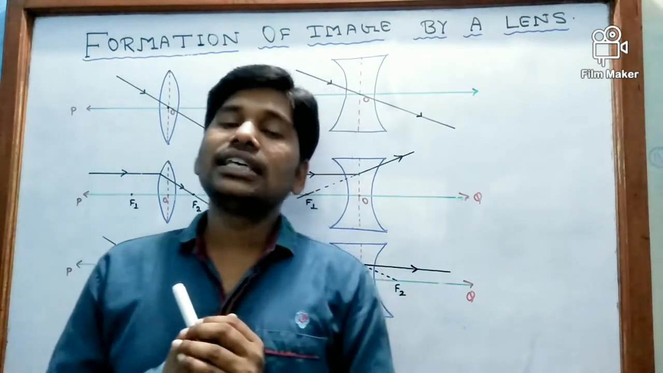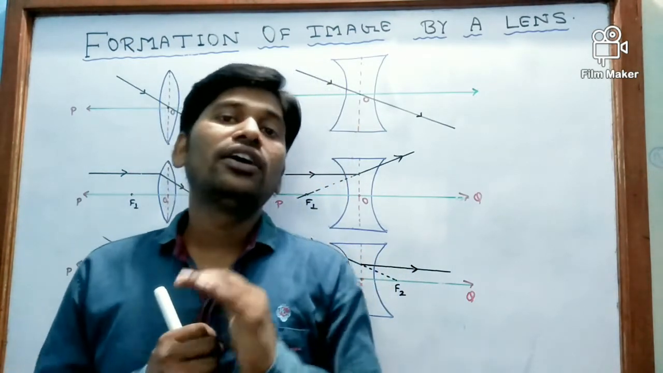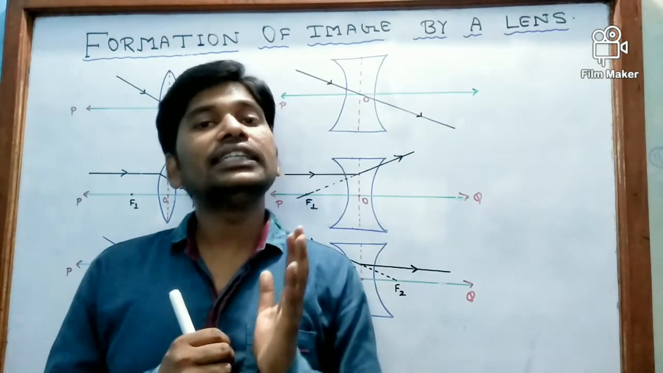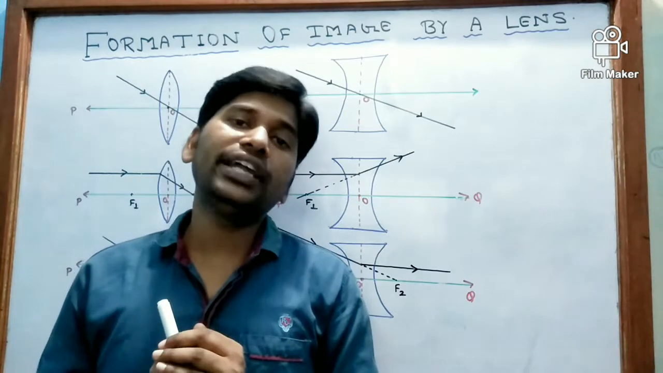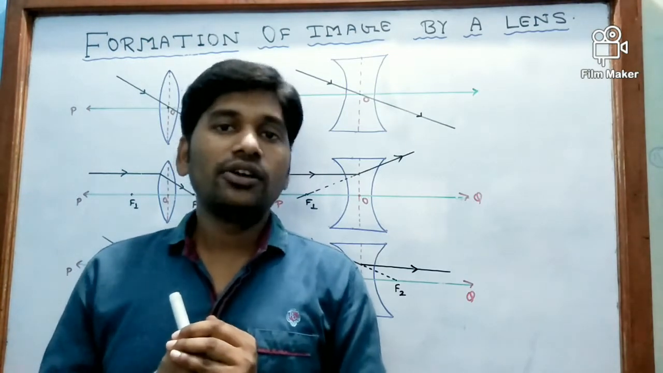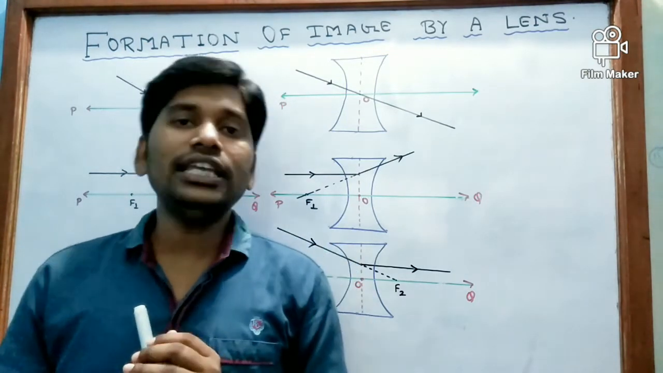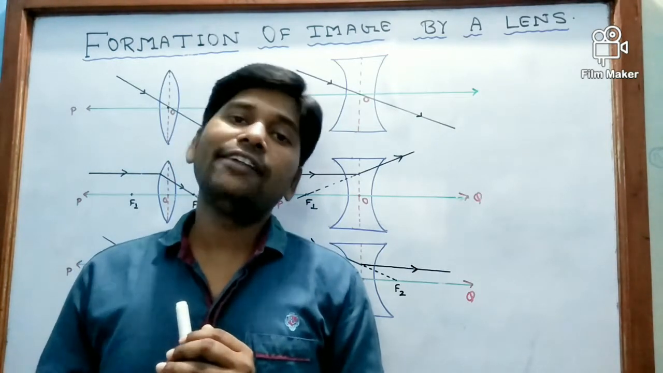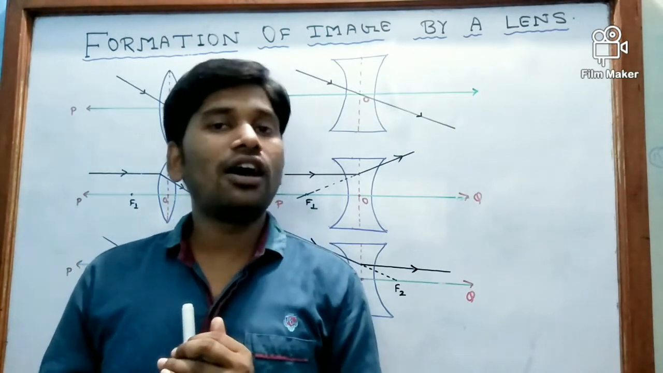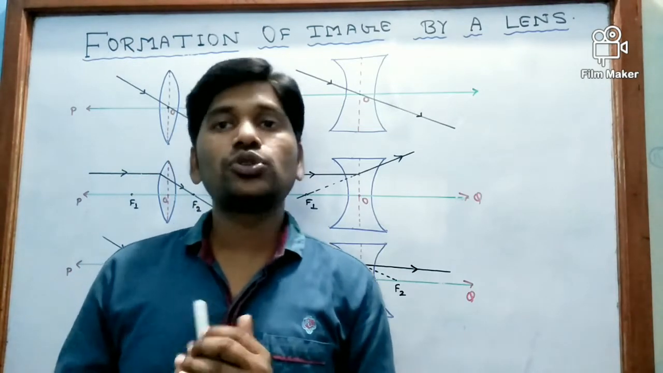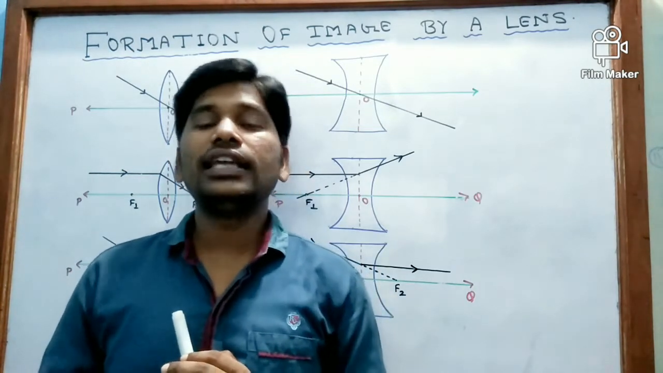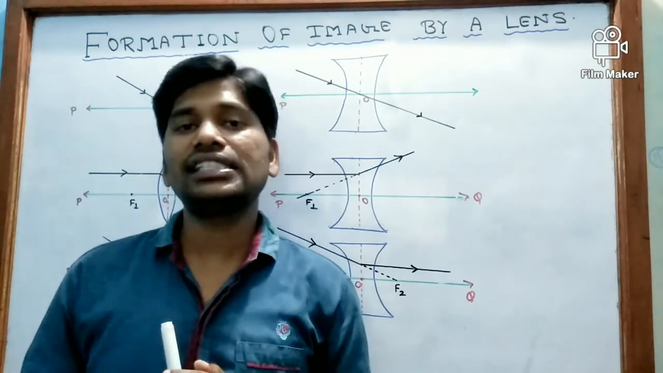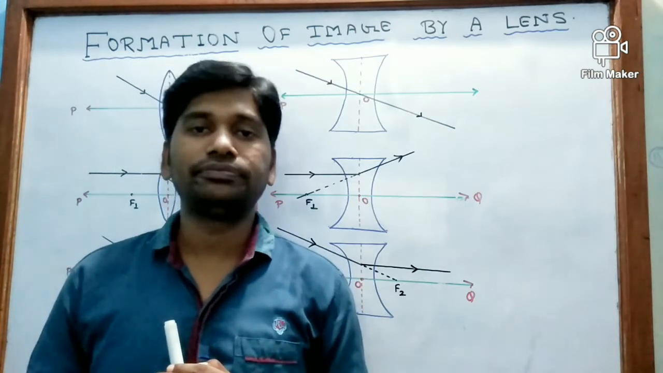Real image is always inverted, and real image can be obtained on the screen, but the virtual image cannot be obtained on the screen, and virtual image is always erect. So these are some rules. Let us see the image formation first by convex and then by concave.